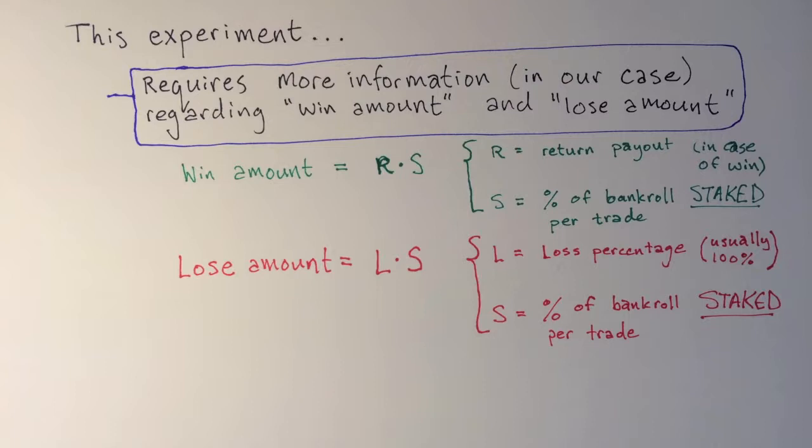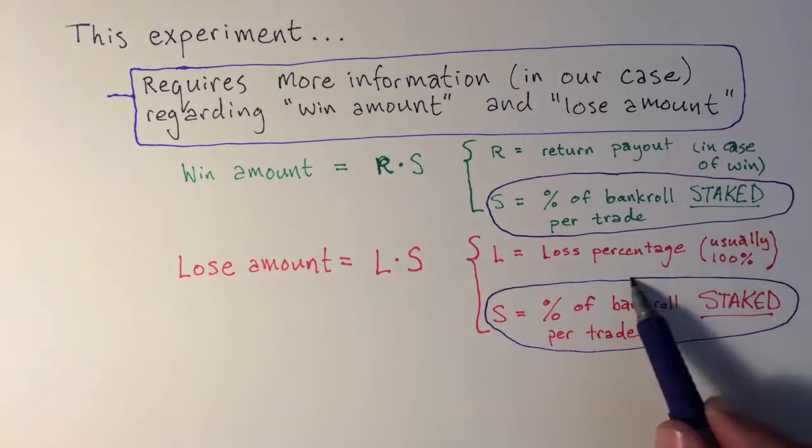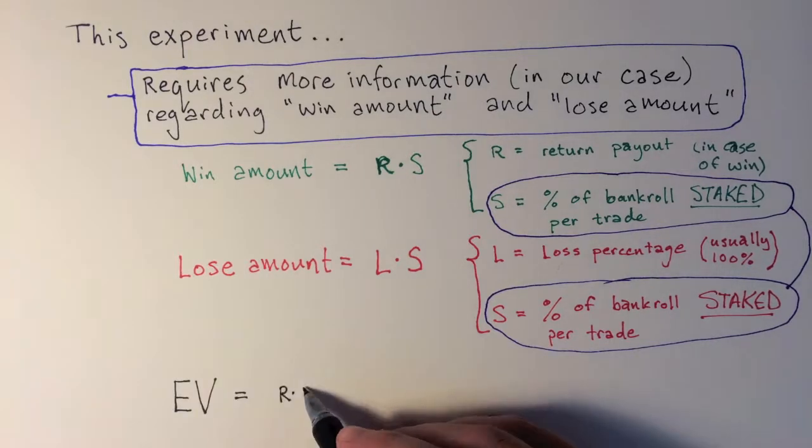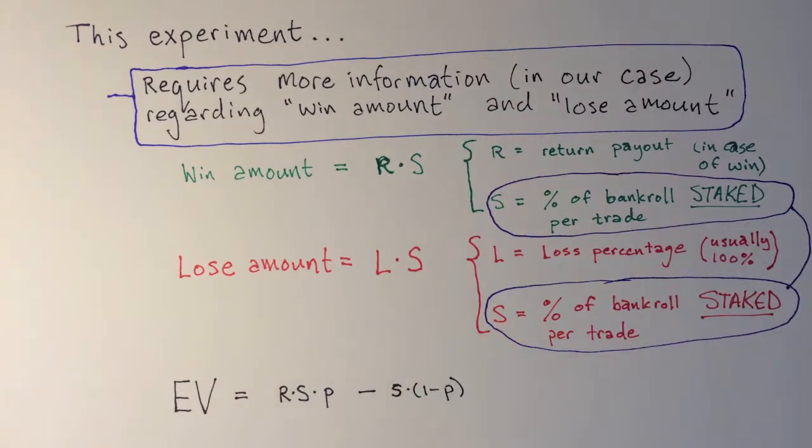Since L is very rarely anything other than 1 or 100%, we are just going to assume it is 100% for the rest of this discussion. Notice that S is the same in both the win and loss cases, as I said before. Now we can rewrite the per trade EV formula as R times S times P minus S times 1 minus P, because L times S is just the same as S if L is 1.